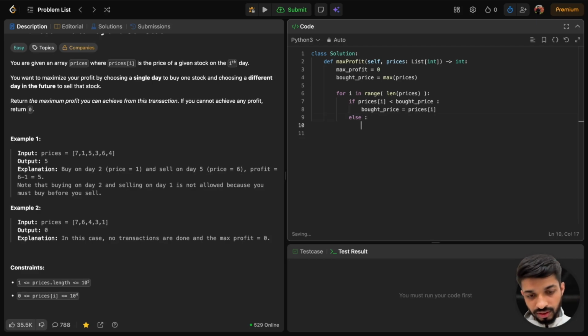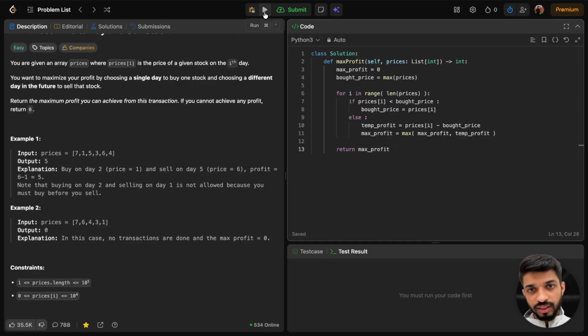Else we need to get the temp profit. Temp profit will be price at that particular day minus the price at which we bought, right? Now we have temp profit. What will be the max profit? Max profit will be max of max profit, comma, the temporary profit, right? That will give us max profit. What else we need to do? We just have to return the max profit. Let's try running that out.